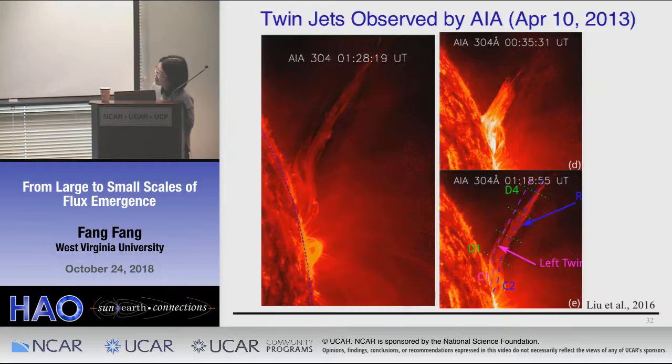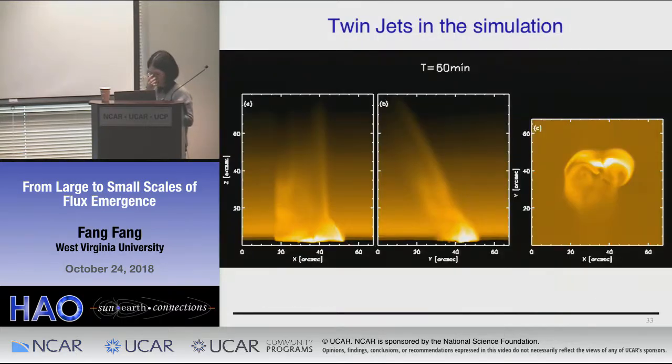On the lower right panel, it's a movie showing you the detailed structure of the twin jet, with the left jet and the jet on the right. We also did our simulation to study the production of the twin jet.